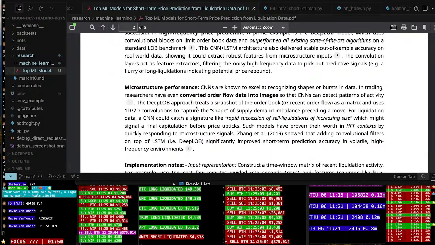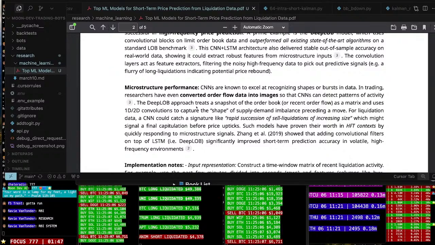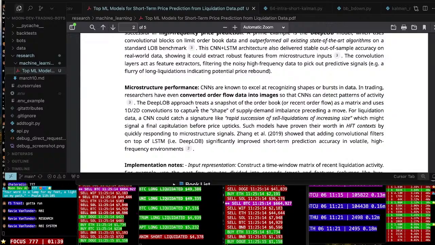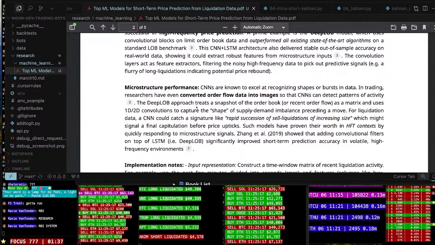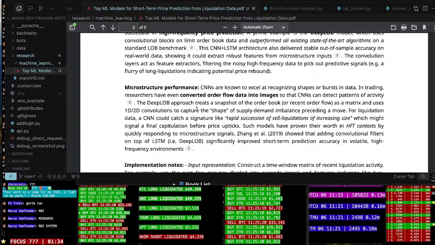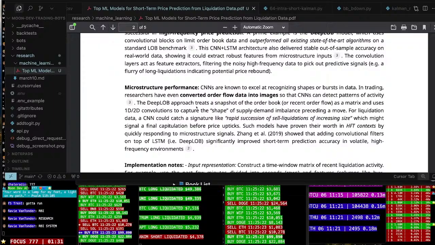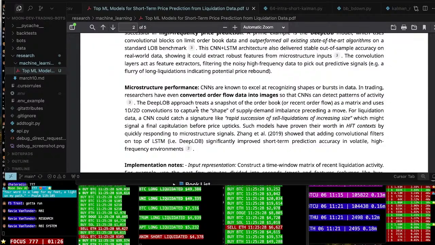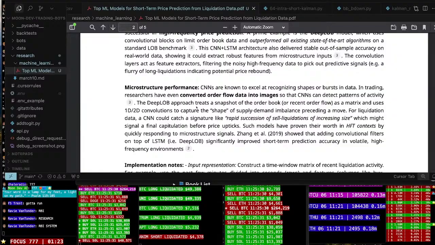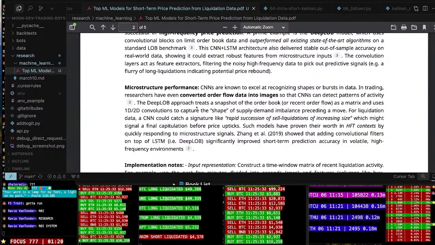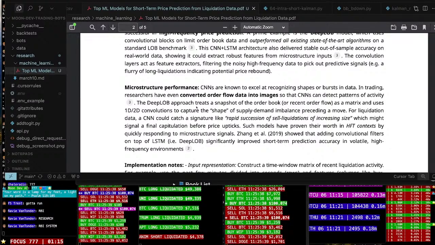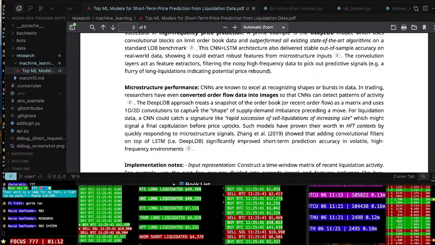For liquidation data, a CNN could catch a signature-like rapid succession of sell liquidations of increasing size, which might signal a final capitulation before price upticks. Such models have proven their worth in HFT contexts by quickly responding to microstructure signals. Zhang et al. showed that adding convolutional filters on top of LSTM significantly improves short-term prediction accuracy in volatile high-frequency environments.